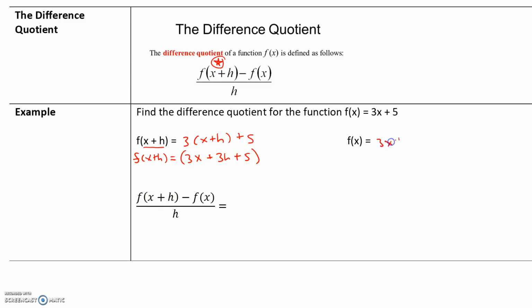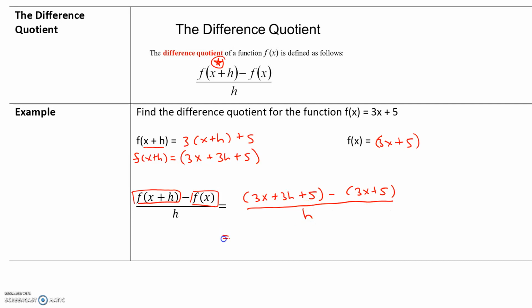F of x is given to us as 3x plus 5, which again I will also put in parentheses. Now we're going to substitute f of x plus h with its equivalent expression, which is 3x plus 3h plus 5. In general, anytime you substitute, always use parentheses. So f of x plus h is equivalent to this expression. So we have 3x plus 3h plus 5 minus f of x. F of x is equivalent to this expression, which is 3x plus 5, and all of that is divided by h.